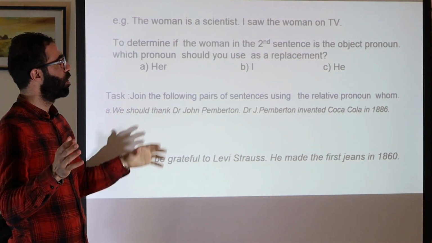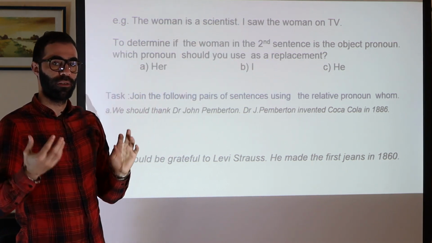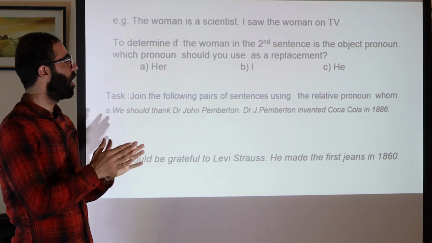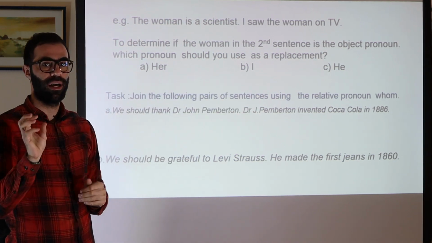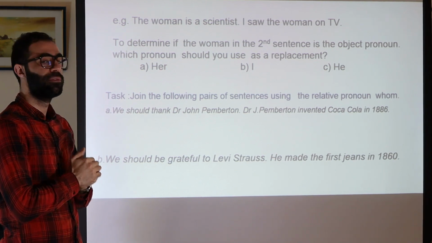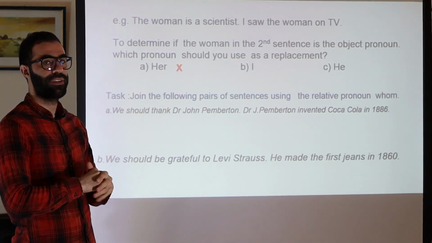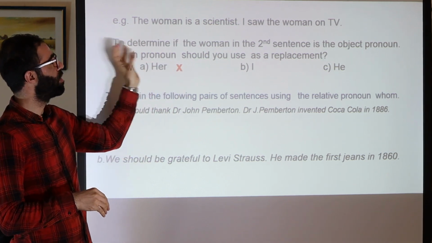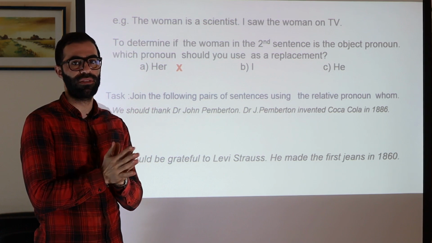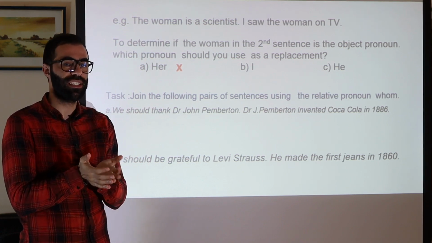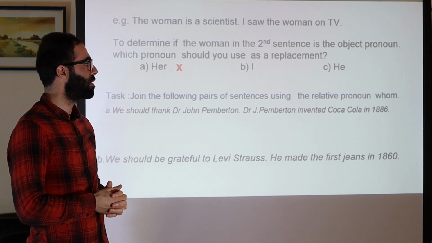Now, if we want to change the word "woman" by a pronoun, which pronoun are you going to choose? Her, I, or he? The answer is "her". So you can say, the woman is a scientist. I saw her. We don't say "I saw she", so it's not subject. "I saw her", it's an object pronoun. I saw her on TV.